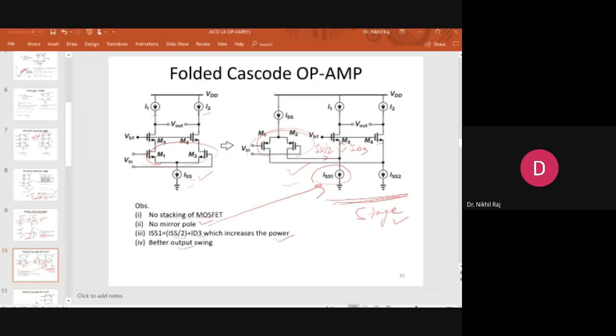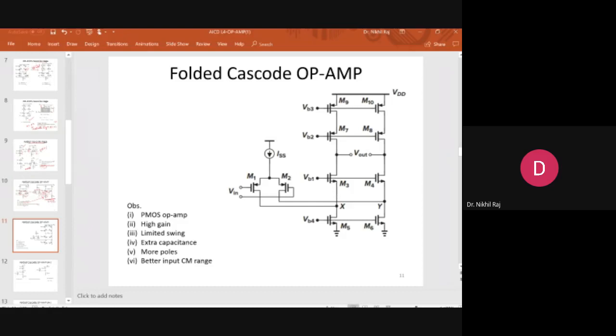Now if you want to see the swing here, in the first architecture the V out swing is decided by, in the upper limit this is I2, in the lower limit it is 1 overdrive, 2 overdrive and ISS. Here it is 1 overdrive and 1 ISS. So definitely the swing will be better in folded cascode.